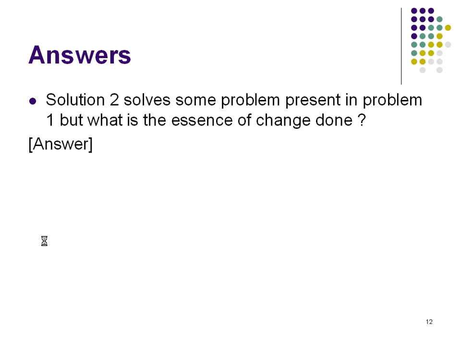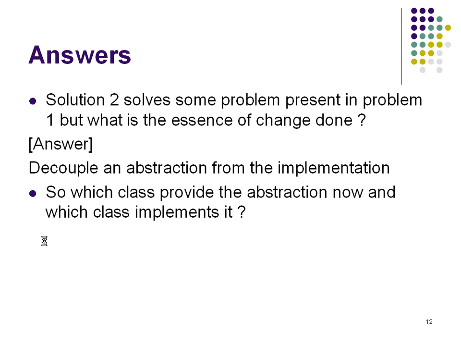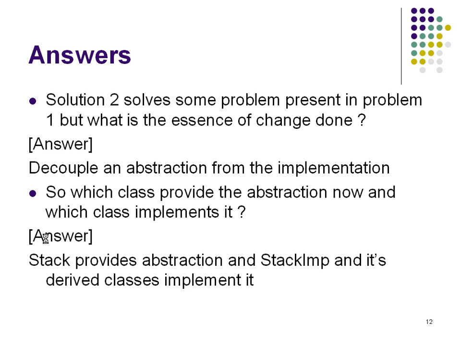So what is the essence of the change which has been done in solution 2? The essence of change is that solution 2 basically decouples an abstraction from the implementation. What we saw on the right side was the stack implementation, and what we saw on the left side, which is the stack class, is an abstraction. In solution number 1, the abstraction and implementation were very tightly coupled. In solution number 2, the abstraction is decoupled from the implementation. So now, which class provides the abstraction and which class implements it? The stack class provides the abstraction and stack IMP and its derived classes implement it.